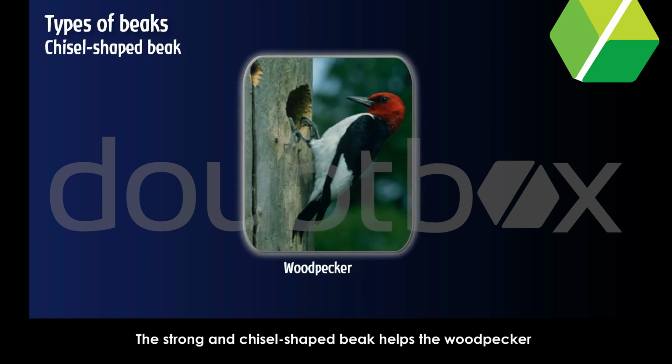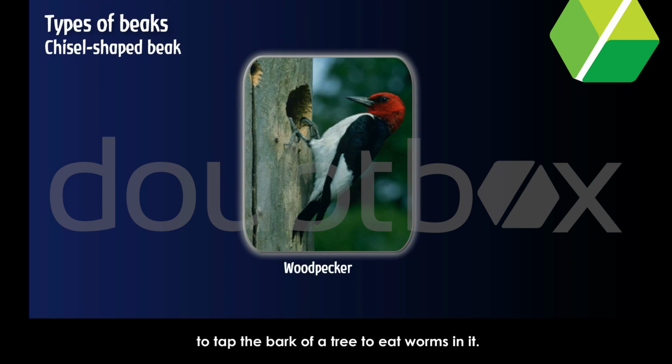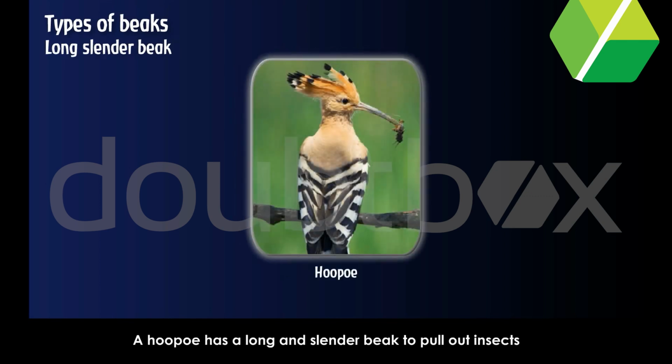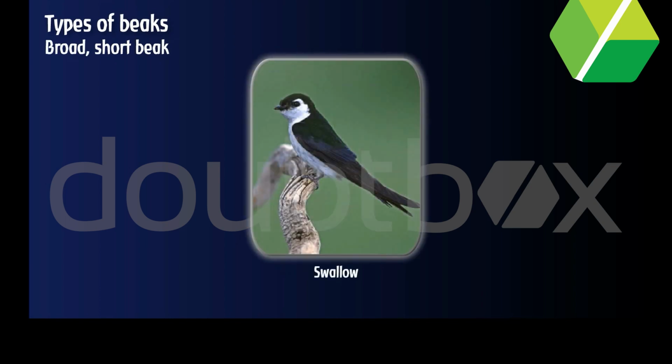Chisel-shaped beak. The strong and chisel-shaped beak helps the woodpecker to tap the bark of a tree to eat worms in it. Long, slender beak. A hoopoe has a long and slender beak to pull out insects from holes in the ground or in tree trunks. Broad, short beak. A swallow has a broad and short beak to catch tiny insects that fly in the air.